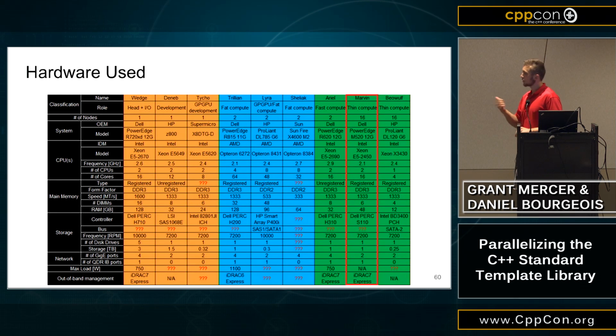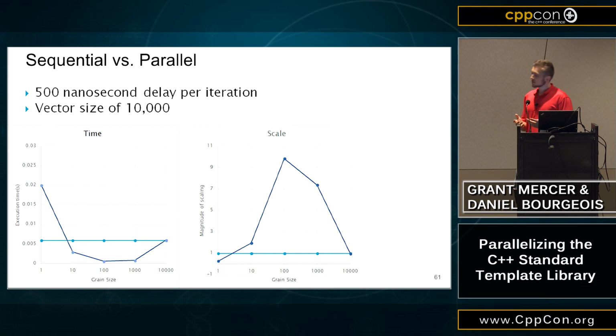We used a Marvin node on our Hermione cluster. The important thing to note is that it's got 16 cores. So in a perfect world, we wanted to see parallel algorithms 16 times as fast. And while we didn't get 16 times as fast, we saw some decent results with some smaller data sizes. So inside each for loop iteration, if we had 500 nanoseconds of delay and a vector size of 10,000, we saw about 10 to 10.5 times as fast as a sequential algorithm, which is still great. It's not 16, it's not perfect, but it's still some great scaling.